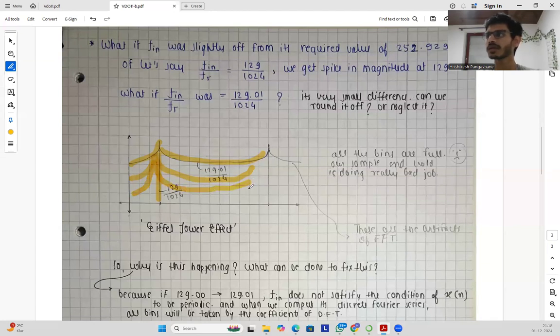But then all the bins are full. Actually we wanted just the 129th and the 1024 minus 129th bin to be full. But now in this case, all the bins are full, and basically it's stating that our sample and hold is doing a really bad job. So this graph is coming from the artifacts of the fast Fourier transform, and we'll soon discuss it. I just wanted to give a quick statement on what happens when we neglect it or consider it as a very small change.